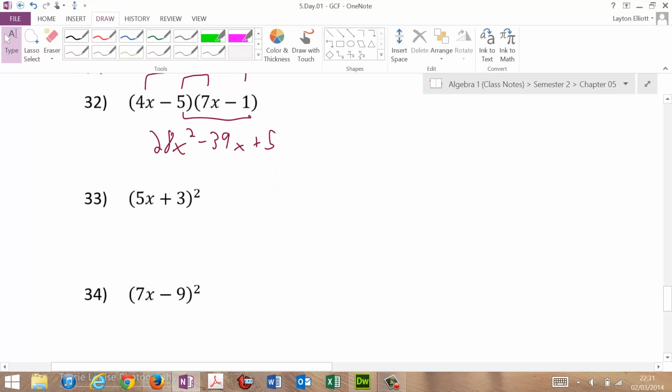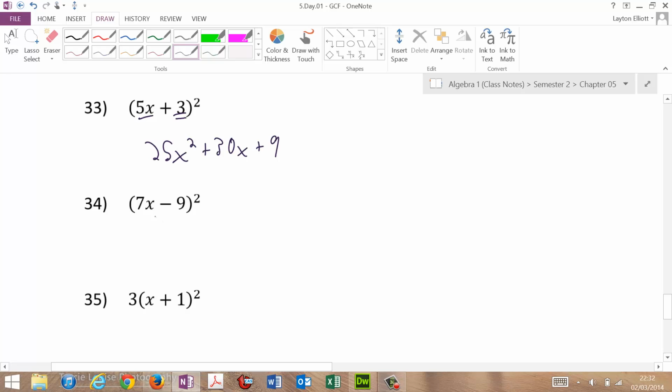Number 33, you should also start to get in the habit of squaring a binomial in one step. The first is going to be this squared, so 25x squared. The outer is 15, and the inner is 15, and 15 plus 15 is 30x. And the last is going to be that squared, 9.